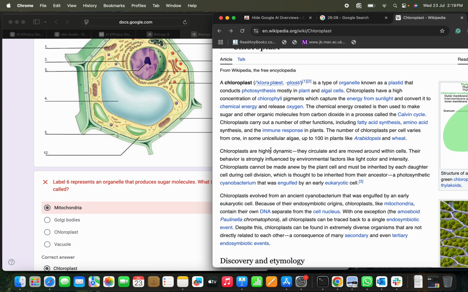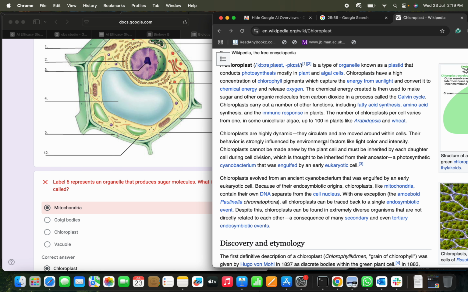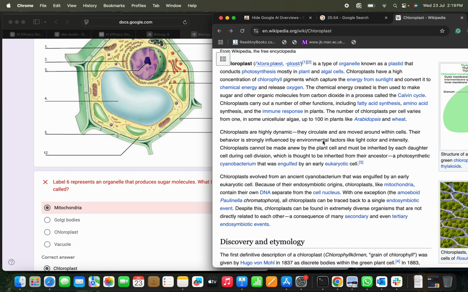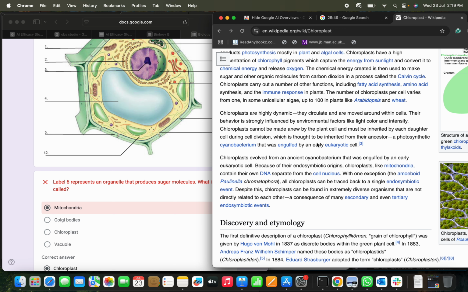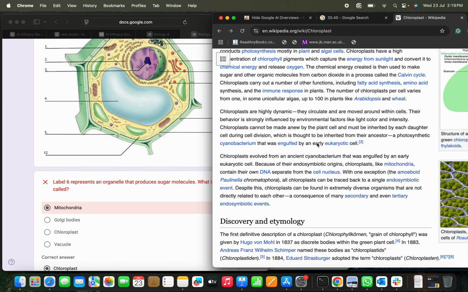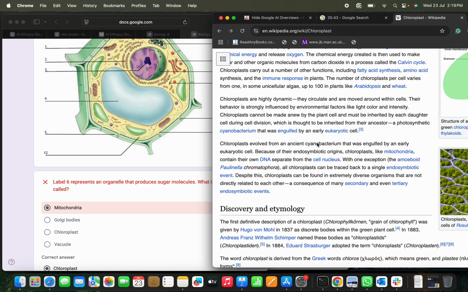Chloroplasts carry out a number of other functions, including fatty acid synthesis. So this is responsible for sugar production. That's what was asked in the question. It's responsible for the green color in the plants. That's something which chloroplasts do, and this is present in both plants and algae. They're highly dynamic and are moving around the cells. Their behavior depends on the environmental factors.